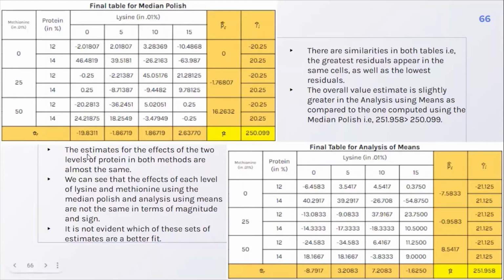For the comparison of the effect estimates, we can notice that the effects of the two levels of protein in both methods are almost the same, but the effects of each level of lysine and methionine in both methods are different in terms of magnitude and sign. And we can also say that it is not evident which of these sets of estimates are a better fit.